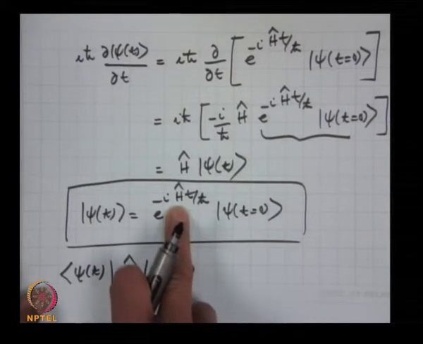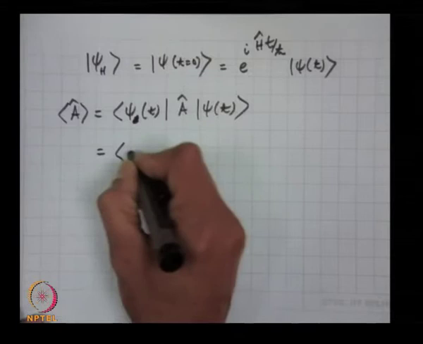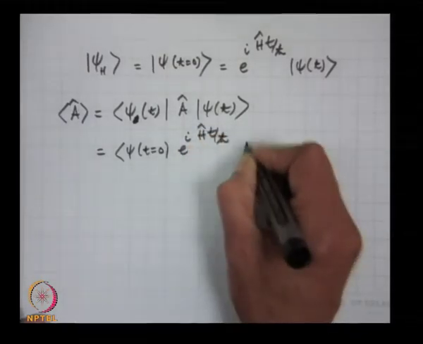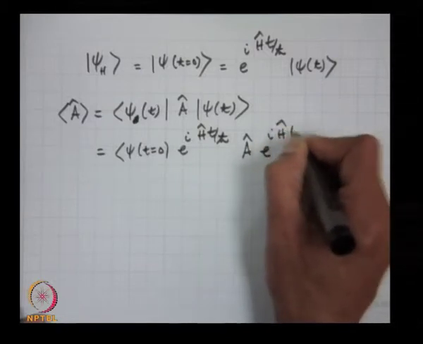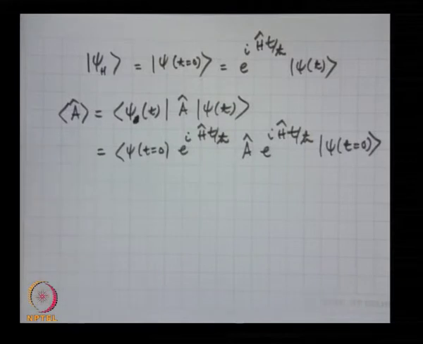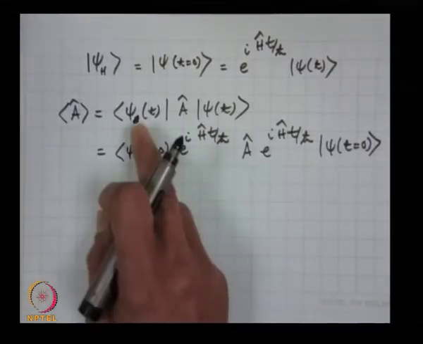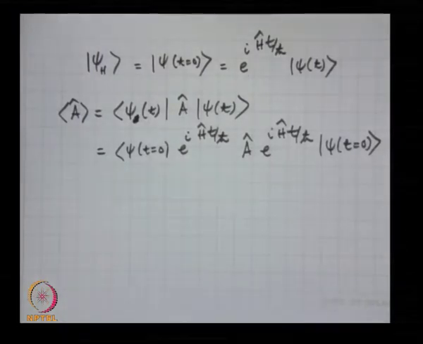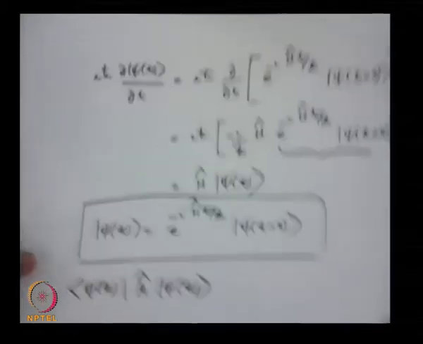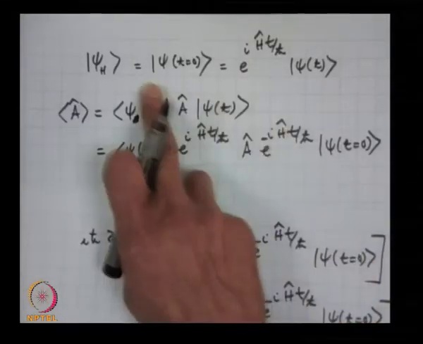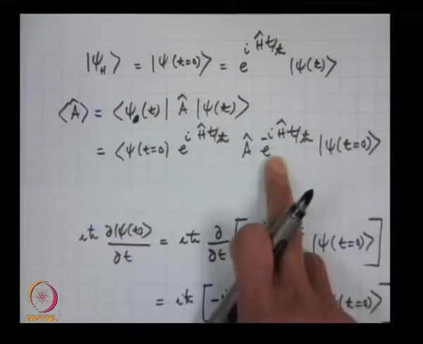Please remember, H is a Hermitian operator. So this will be equal to psi at t equals 0, exponential iHt by h-bar, A, exponential minus iHt by h-bar, psi at t equals 0. I've just substituted the expression for the evolution of the ket with time into this equation, substituting for psi of t from this equation. Essentially, I'm replacing psi of t in terms of psi at t equals 0. There's a minus sign here and a plus sign here.